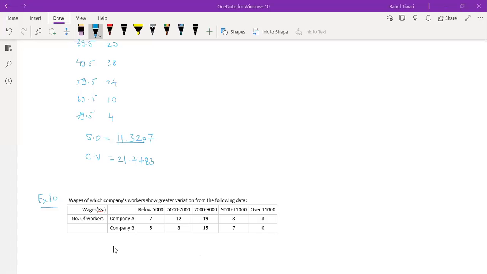So you can solve more examples based on the mean. I will solve a few more examples, maybe in the next class, and then we can start the new unit, I mean the new part of that.